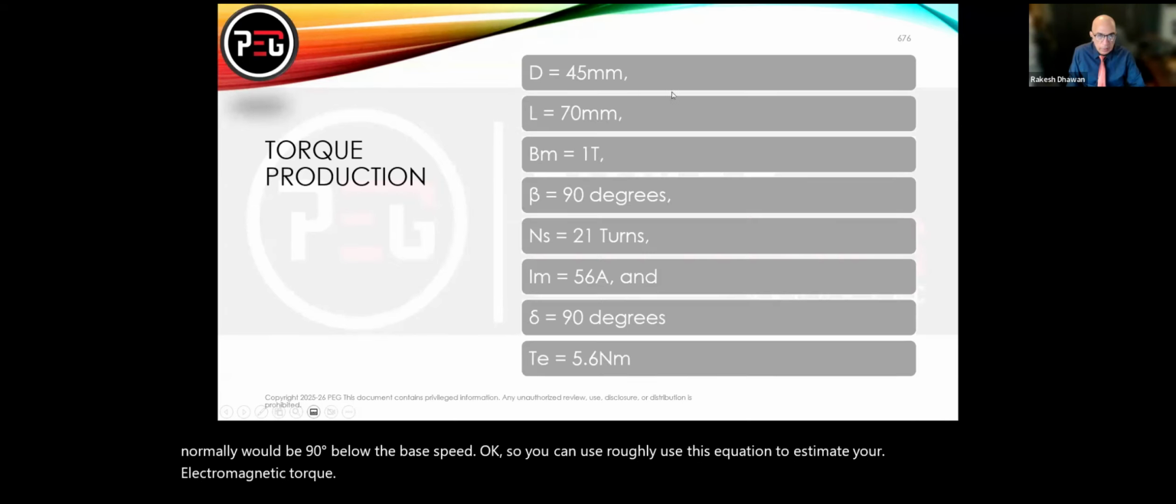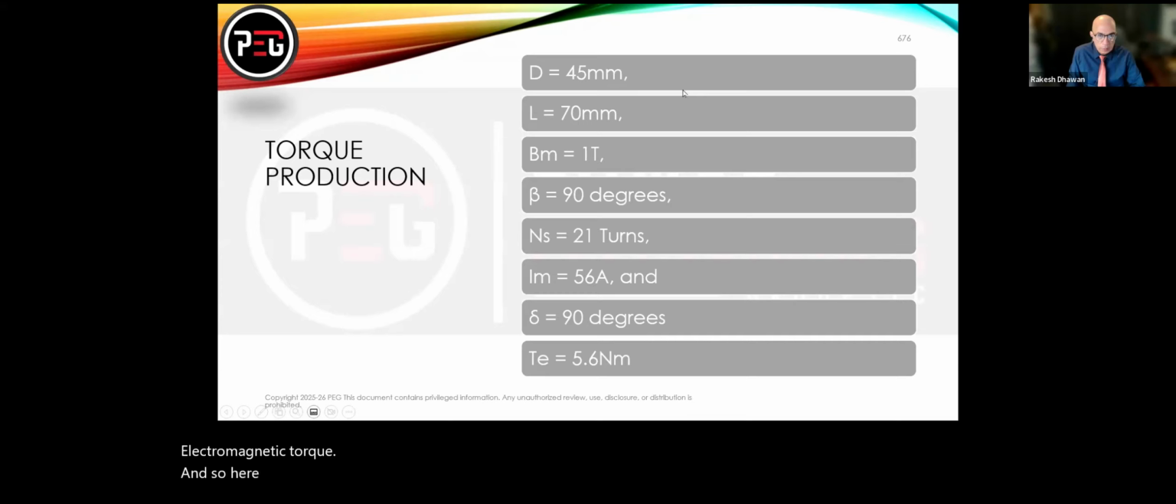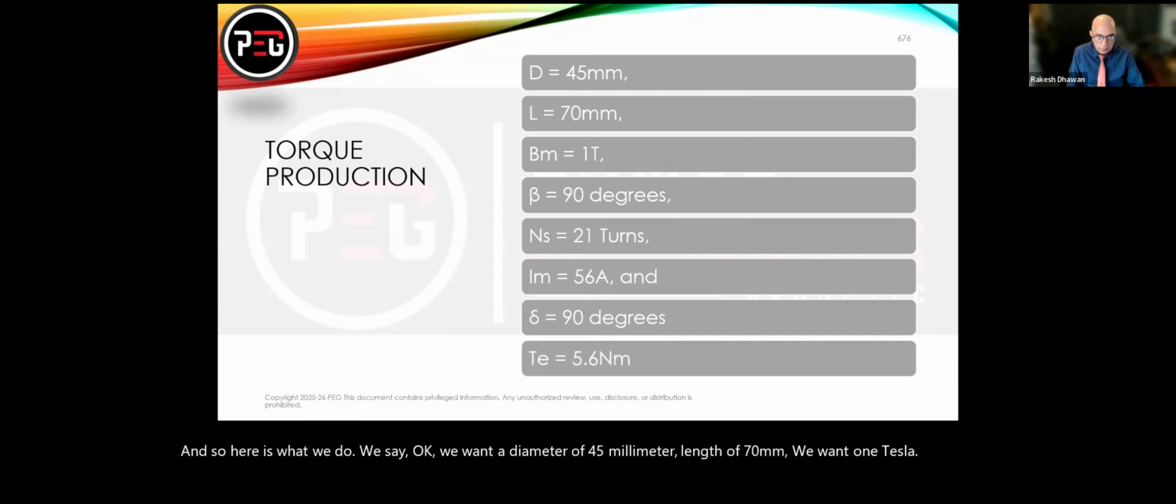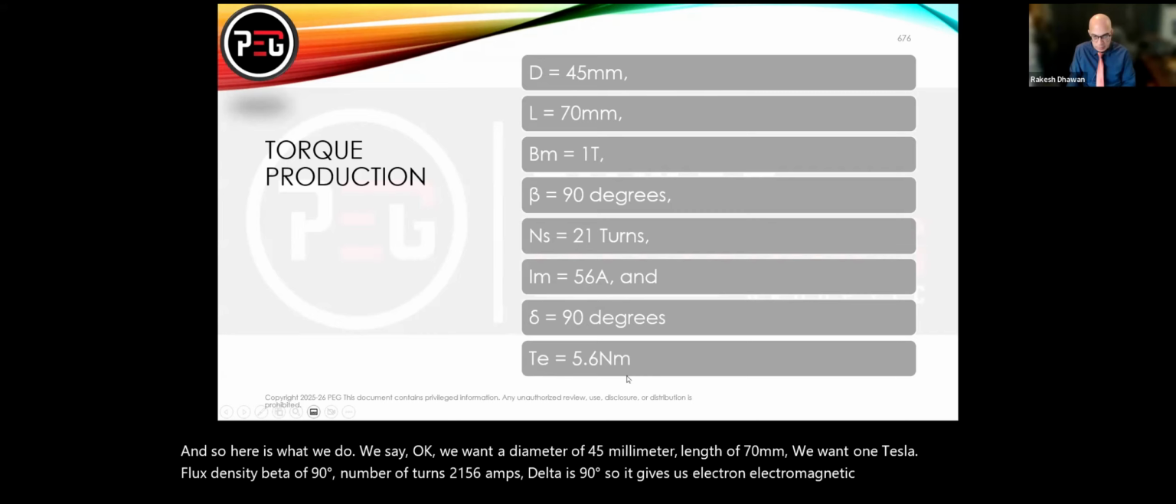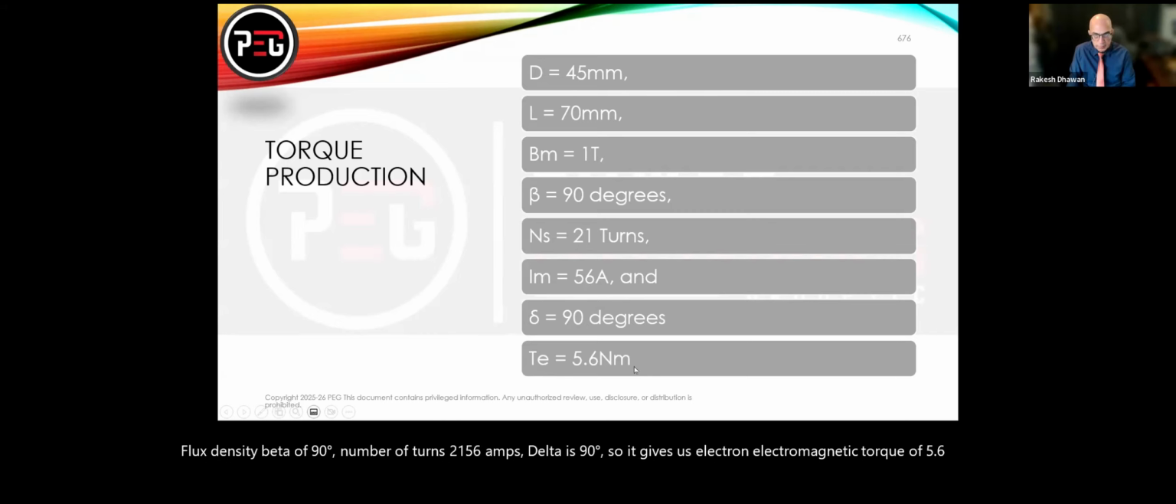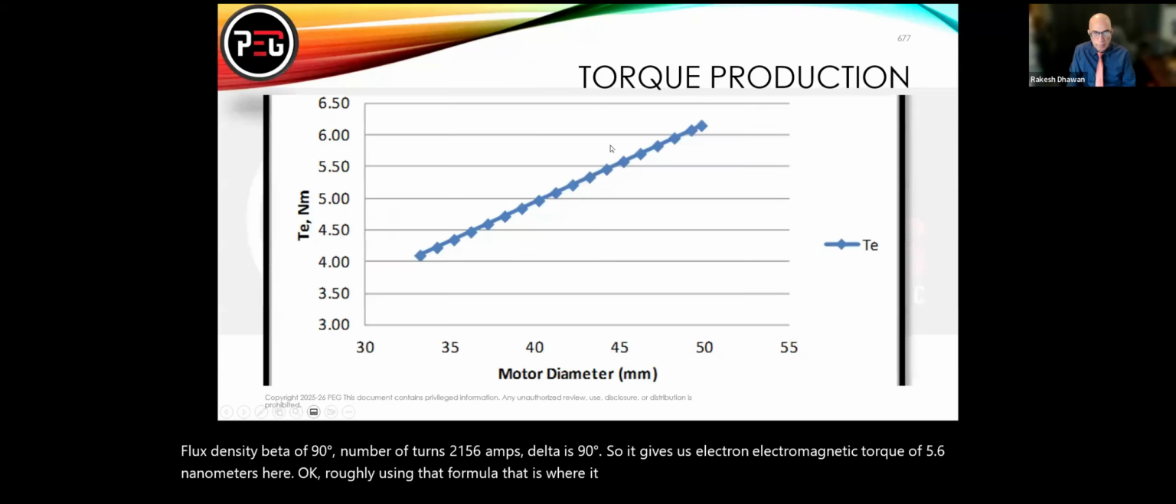And so here is what we do. We say, okay, we want a diameter of 45 millimeter, length of 70 millimeter. We want 1 Tesla flux density, beta of 90 degrees, number of turns, turning once, 56 amps, delta is 90 degrees. So it gives us an electromagnetic torque of roughly 5.5 Newton-meters using that formula. That's where it comes out to.